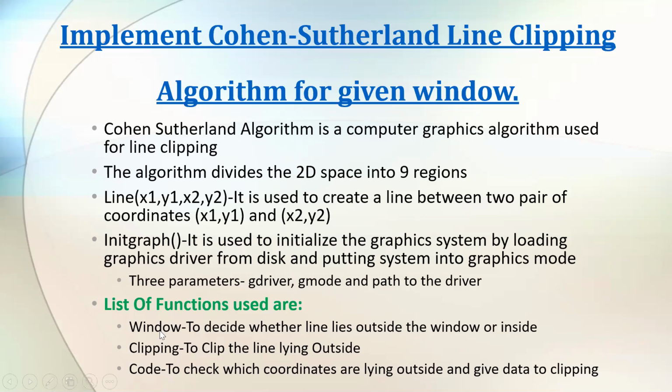Now coming to the algorithm part, the program source code part, here we will be using three functions. One function is called the window function, which is used to draw the clip window or the rectangular box, through which you're going to recognize which part has to be clipped or not.